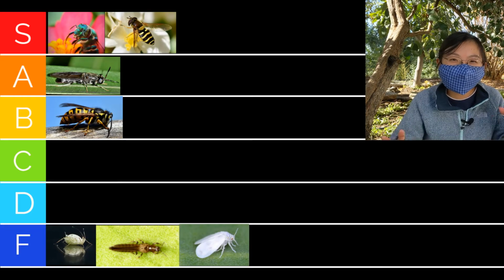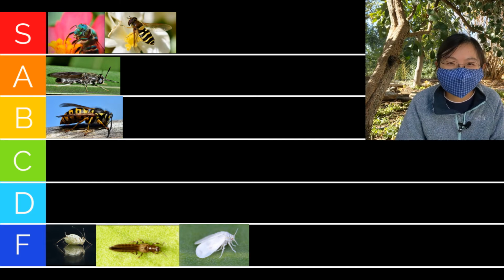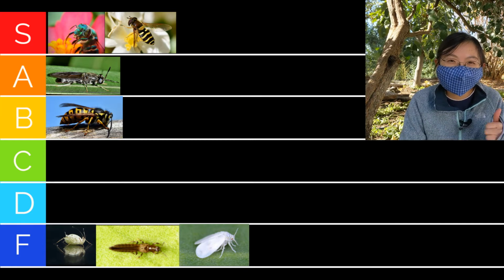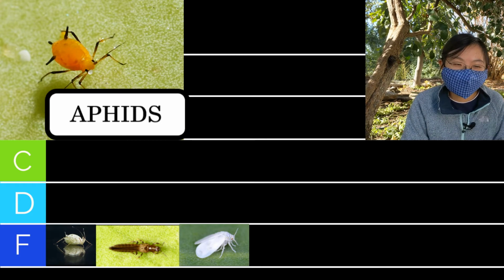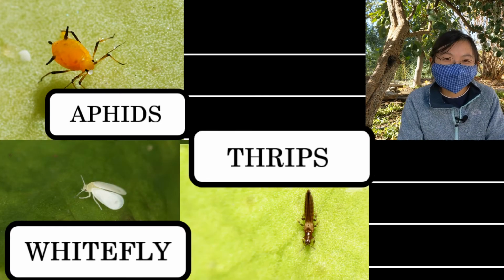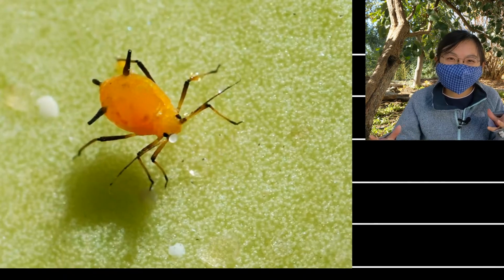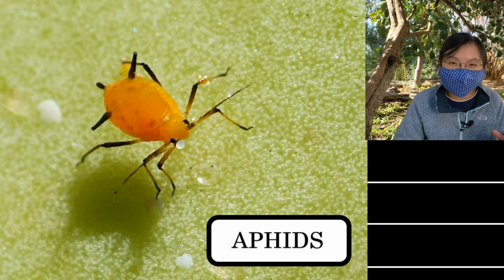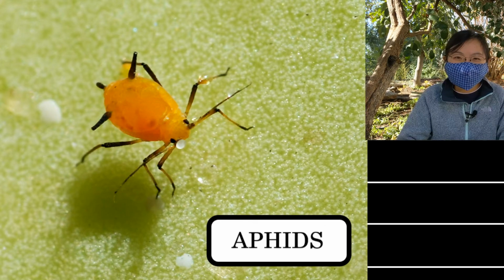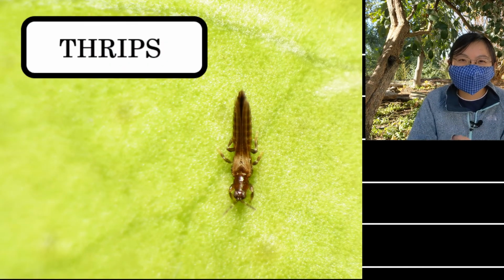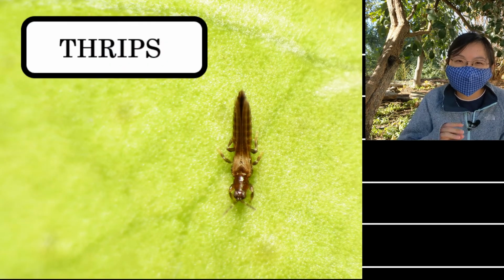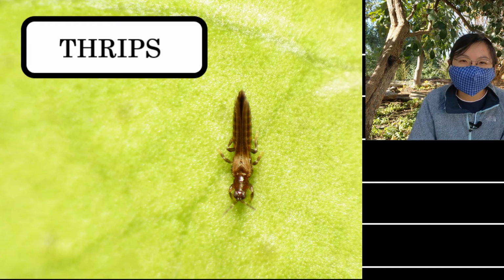Right, so we have 3 insects that I'm going to do all together because they all belong in F tier. These are the aphids, the whiteflies, and the thrips. In terms of aphids, these are very plump, usually green, but they can be red, purplish, or black in color. And thrips are these really miniature and slender insects. They can be pale yellow to brown or even black in color.